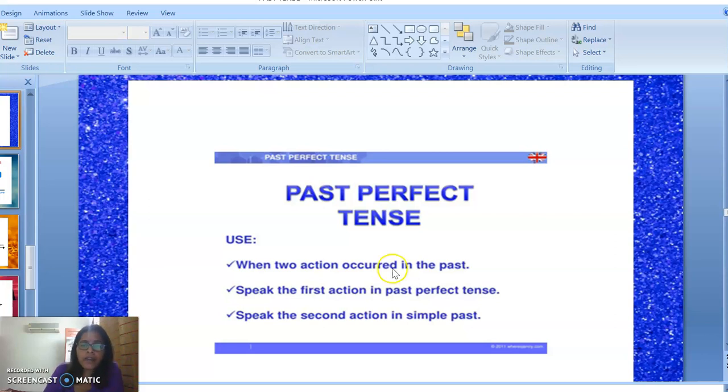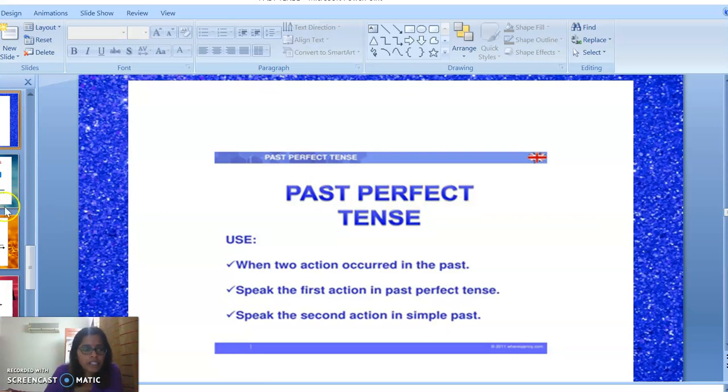Right, understand again. When two past actions happened in the past, then we use past perfect tense to clearly show the action that occurred first in the past, right? And we use simple past tense to show the action which happened after the first past action got over. Fine. So for the second past action, you will always use simple past tense, and for the first past action, you will always use past perfect tense. Clear? I hope I'm clear.